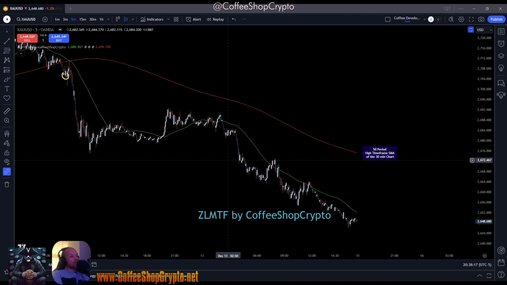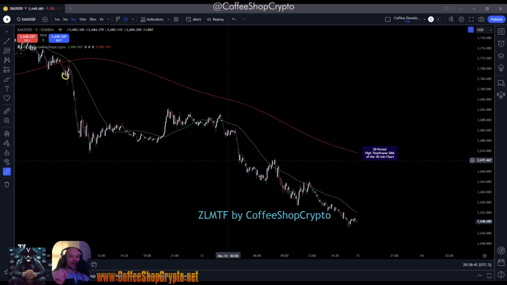So this indicator is called the zero lag multi-timeframe moving average. It's a really long name for a very easy thing to use. This indicator is good for people who like using support and resistance from moving averages, if you like using Bollinger bands, and if you very, very much need to see multi-time frame analysis, right?